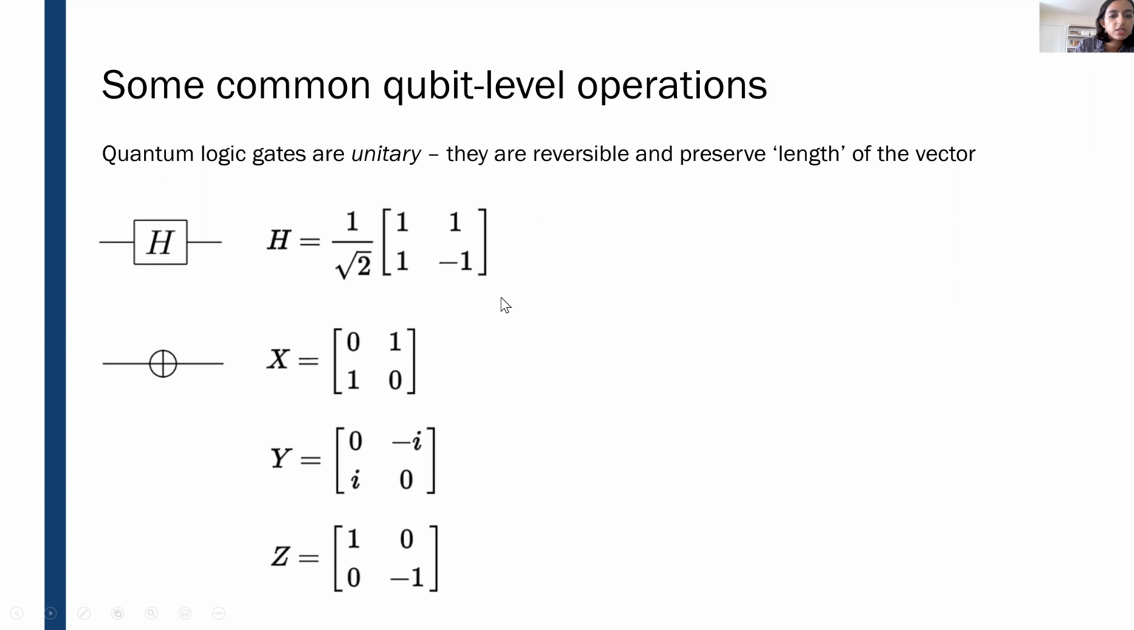For instance, you could have a Hadamard gate, which is represented by a matrix that looks like this. A Hadamard gate basically takes you from a 0 state to a 0 + 1 state, and if you start in the 1 state, you go to the 0 - 1 state. And then you have the Pauli matrices, X, Y, and Z. The X operation will flip the state of your qubit. So if you're in 0, you go to 1, and if you're in 1, you go to 0, and so on.